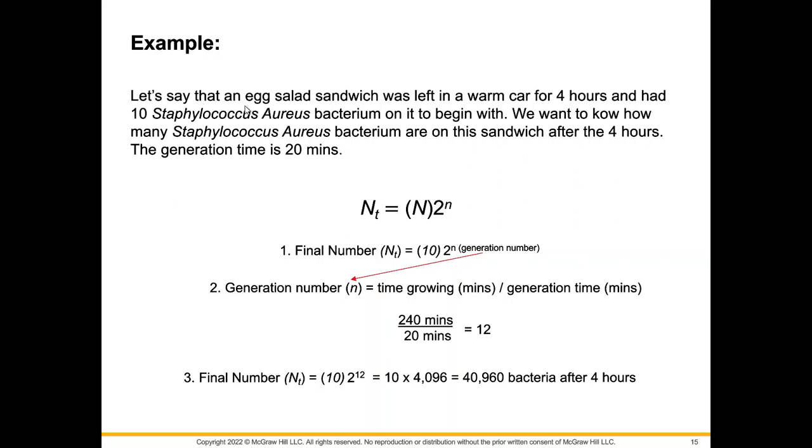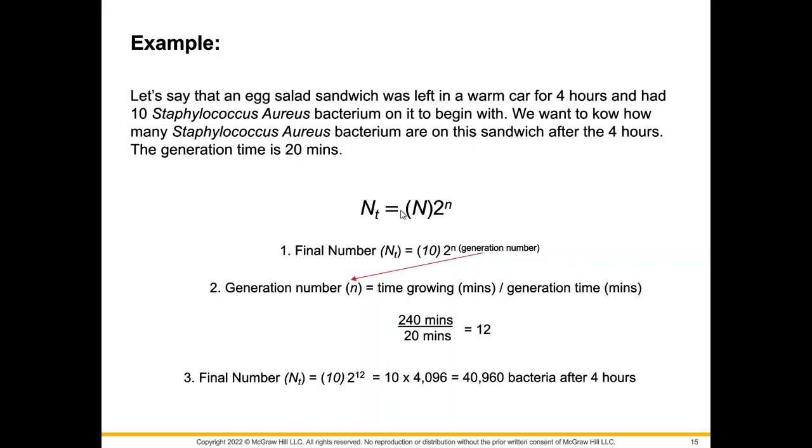So let's say that an egg salad sandwich was left in a warm car for 4 hours, and it had 10 Staphylococcus aureus bacteria on it to begin with. And we want to know how many of these bacteria are going to be on the sandwich after these 4 hours of it sitting in the car. And it says the generation time for Staph aureus is 20 minutes.